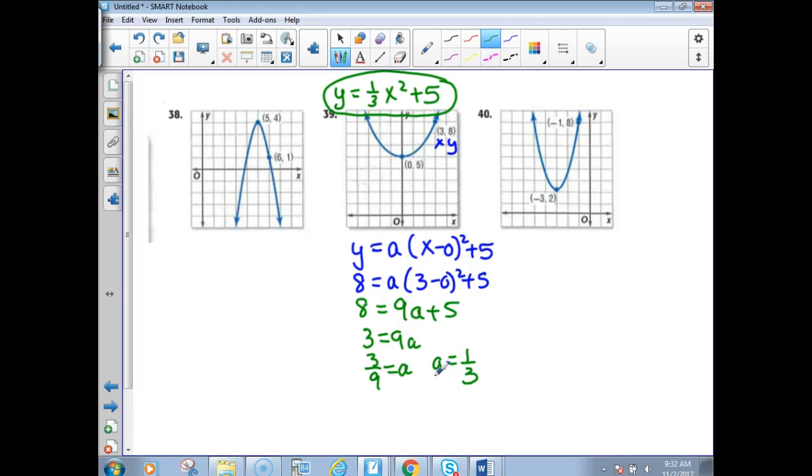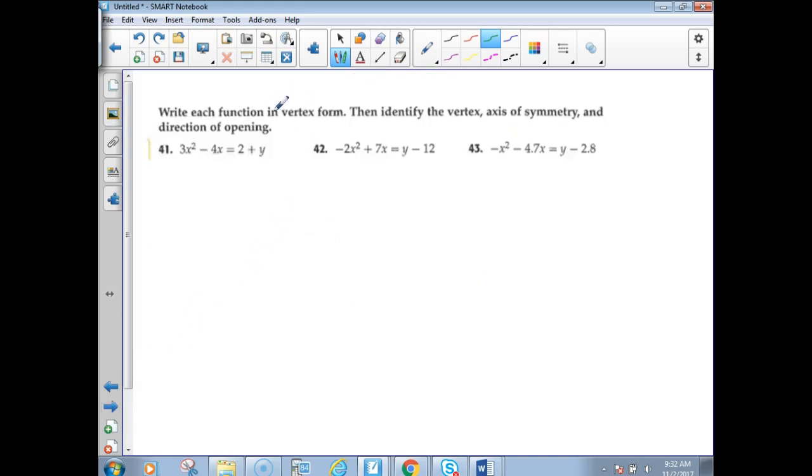Okay, did anybody have something else on the homework from last night? Yes, 741. Write each function in vertex form, then identify the vertex and the axis of symmetry. That's actually what we did for a few days, except that these were not set with y equals form yet. So you want to get it that way. So I'm just going to start with y equals. This is vertex form, y equals a times x minus h quantity squared plus k. So you're going to have to complete the square.